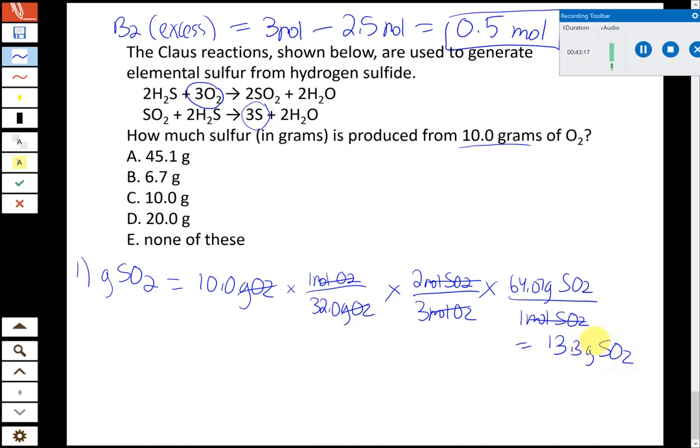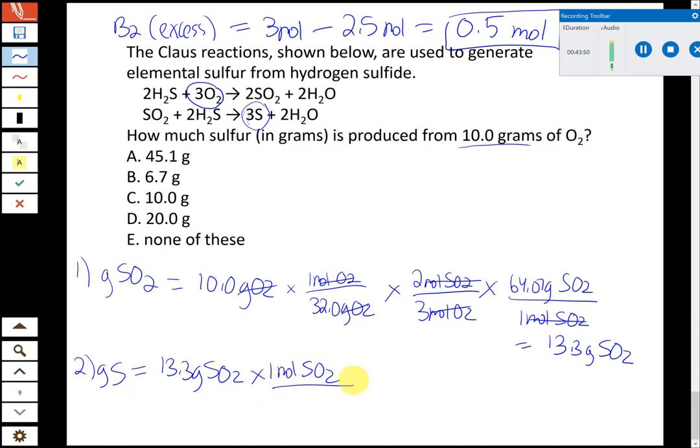Okay, so that's how much SO2 forms, and then in the second step we're going to figure out how much sulfur is formed here, S. And so in the second step we're going to find the mass of sulfur, and again it's going to be another mass-to-mass problem. We have this many grams of SO2 that formed in the first step. When they react, how much sulfur is formed. So we have 13.3 grams of SO2. We're going to convert that to moles using its molar mass.